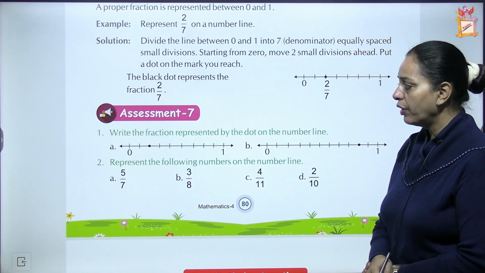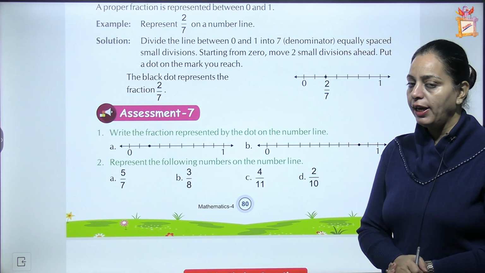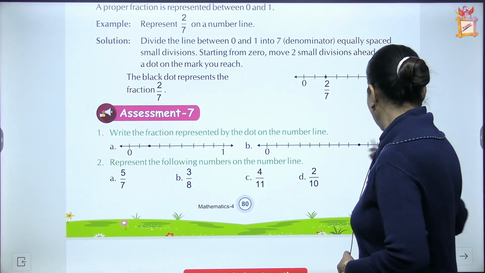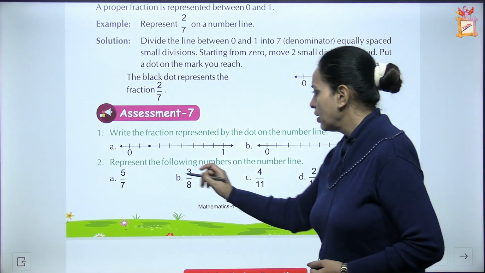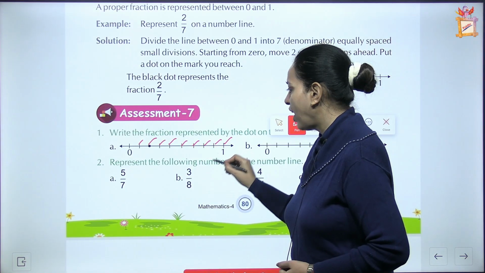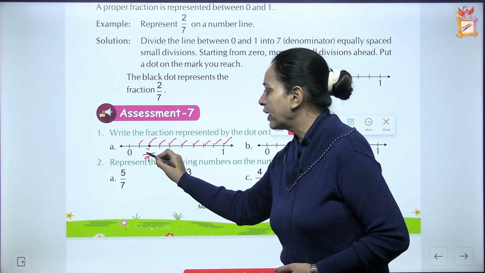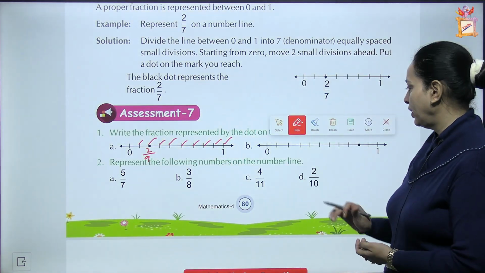Assessment 7, first one, write the fraction represented by the dot on the number line. A part, see here between 0 and 1, count the parts. 1, 2, 3, 4, 5, 6, 7, 8, 9. It means 9 is the denominator. 1, 2, this is the second part, 2 by 9.